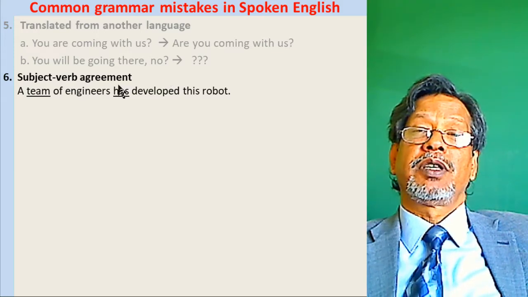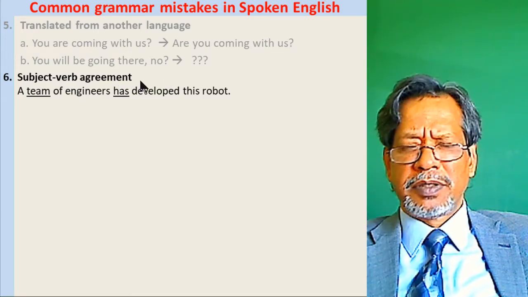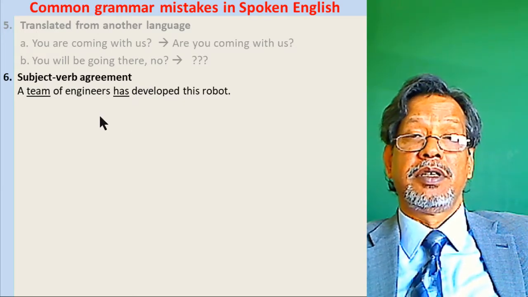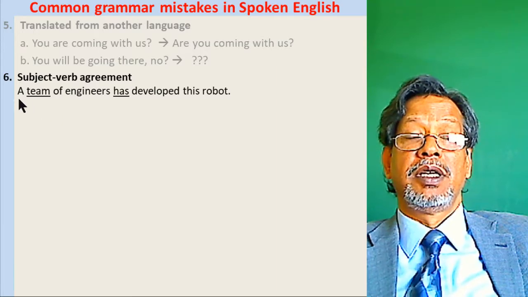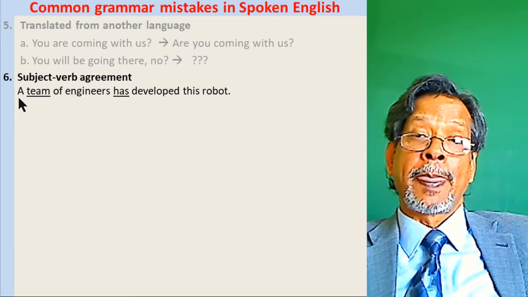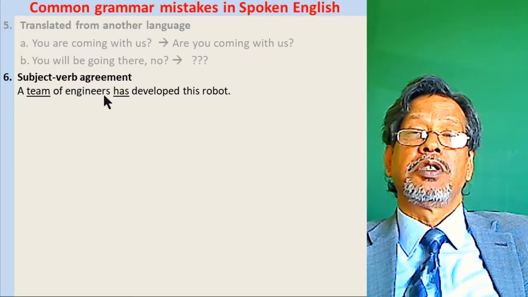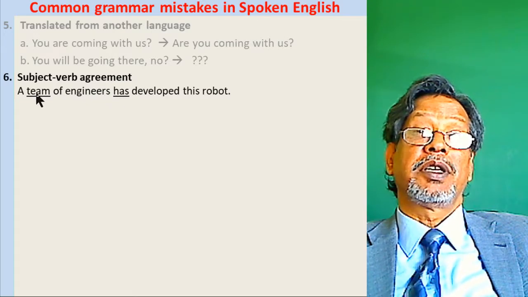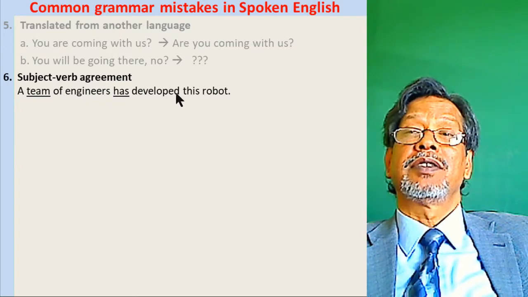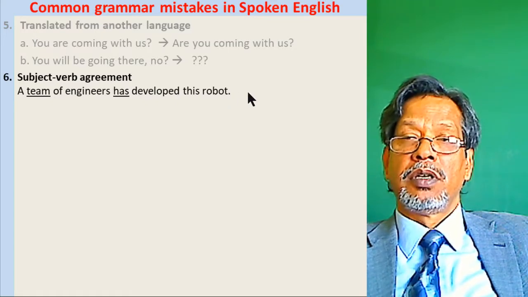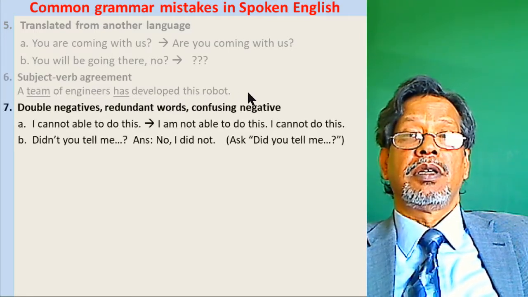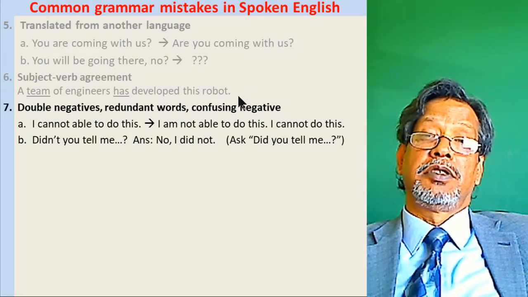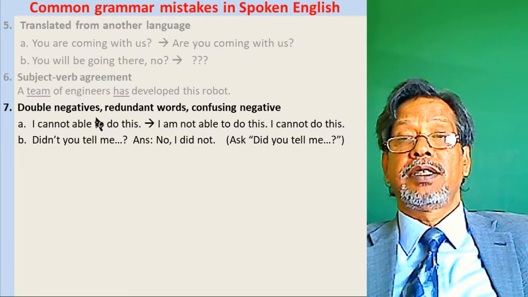All right, subject verb agreement. You have probably studied these things for tens of years. If you have not gotten that, it will be very difficult for me to teach all that in few minutes, but let me tell you where people go wrong. You figure it out. A team of engineers. Should there be have or has? Engineers is plural, but we are actually talking about a team, which is a singular number. So, a team of engineers has developed this robot.